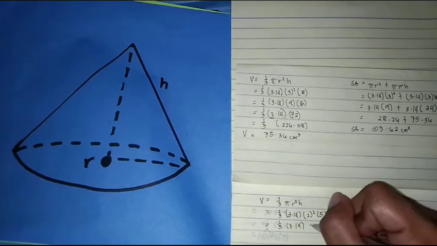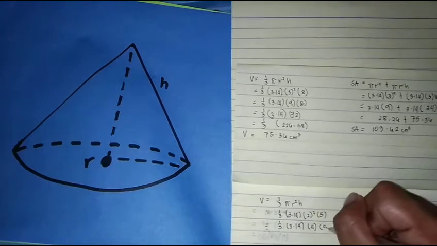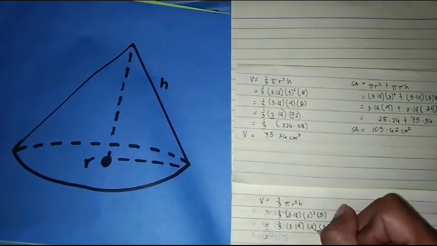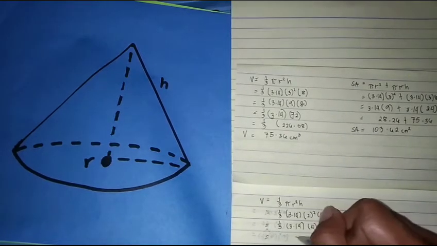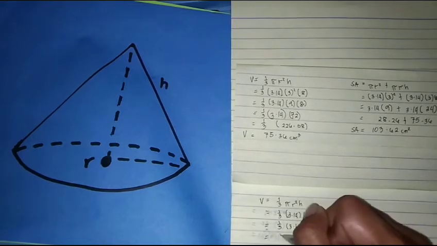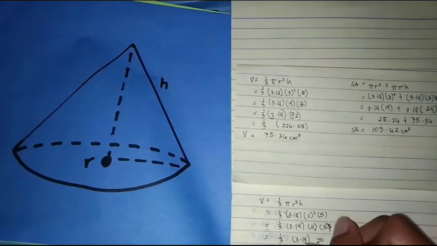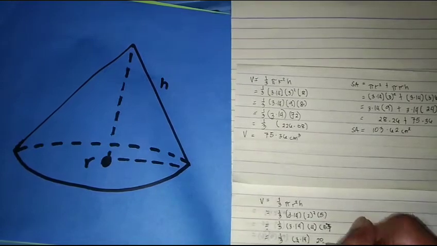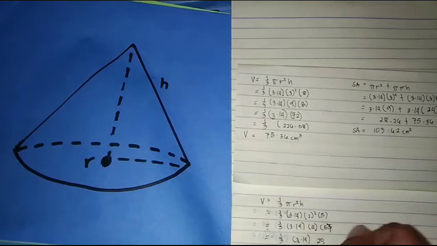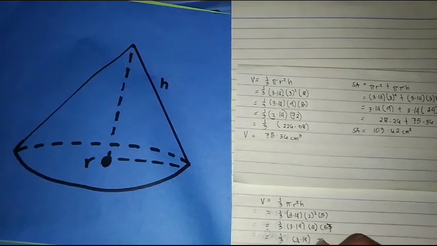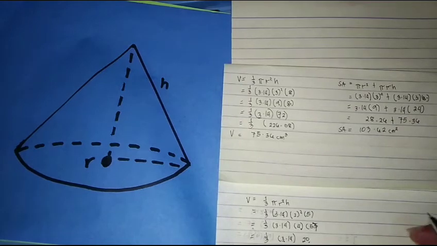The square of 2 is 4. 4 multiplied by 5 to get the value of 20. Copy the 3.14 and the 1/3. Multiply the 3.14 to the 20 to get the value of 62.8. Divide by 3 to get the exact value of 20.93 centimeter cubed.